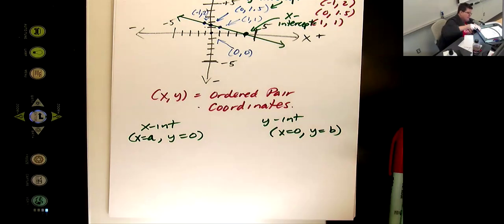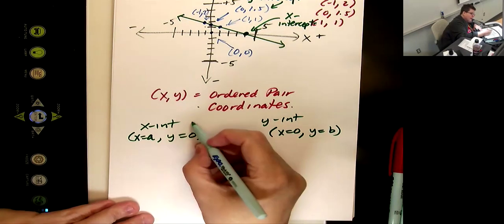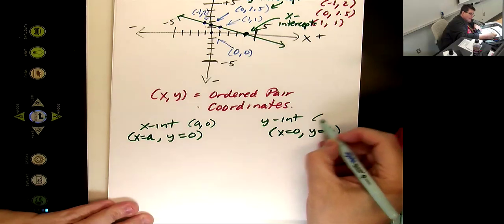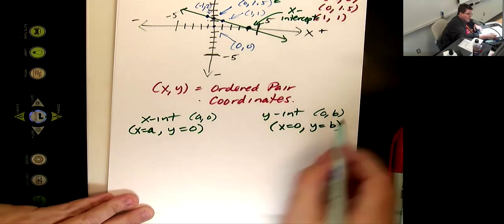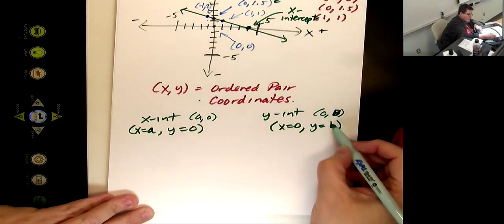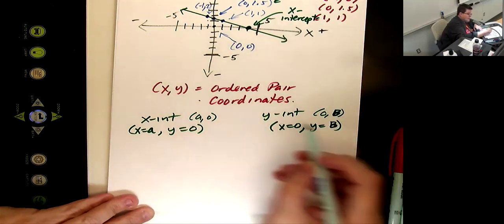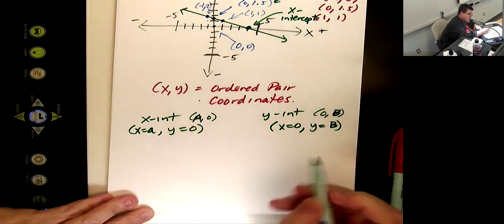So this ends up being A, 0 and 0, B. Maybe I should do a capital B because my lowercase b looks like a 6. Maybe I'll do a capital A because my lowercase a looks like a 9.